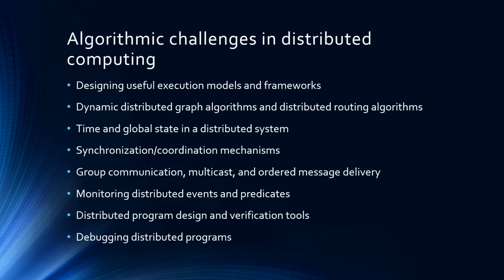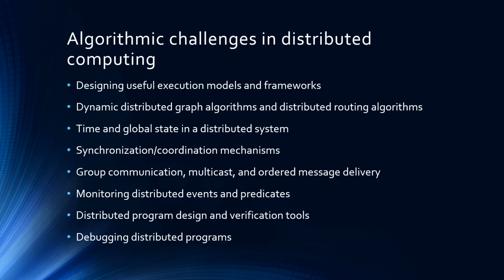Next one is algorithmic challenges in distributed computing. So first one is designing useful execution models and frameworks. See, definitely we need to create a model or a demo-like thing before going for the complex system. So automatically, the interleaving model, partial order model, input-output automata model, or the temporal logic of actions are some of the best examples for model generation, or models that provide different degrees of infrastructure. Okay, just to give an overview about the system.